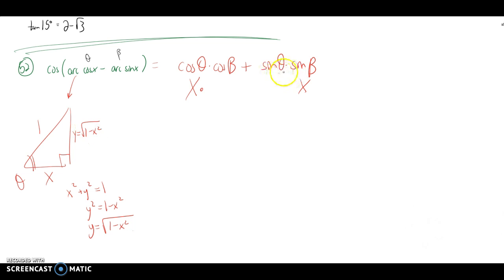That is the length of this side. So now over here in this expanded formula, when it says, what is the sine of theta? I'll go back to this angle theta and say the sine is the opposite over that hypotenuse. So it's the square root of 1 minus x squared.